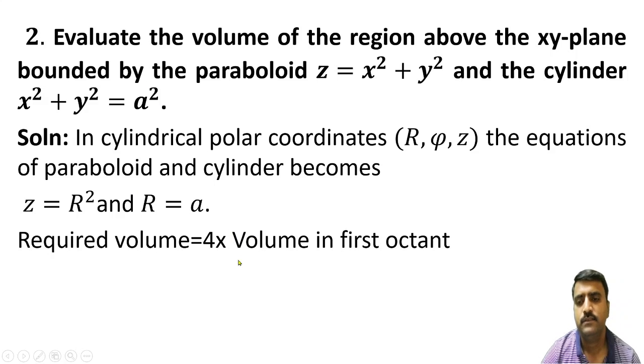Okay. So the required volume is the volume of the region above the xy plane. It consists of 8 octants. Above the xy plane we have 4 octants. So if you calculate the volume in the first octant and multiply it by 4, it gives the volume above the xy plane.